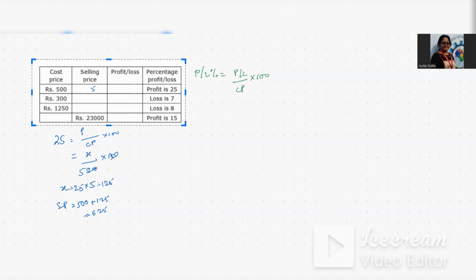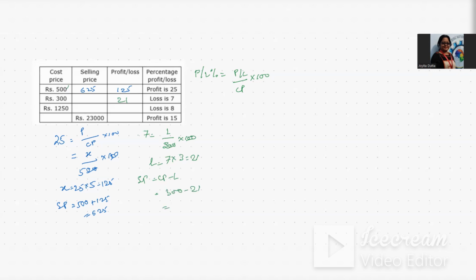So I have my cost price. Here it is loss of 7. So 7 is equal to the loss by the cost price 300 into 100. Okay. So what is my loss? So loss is equal to 7 into 3, that is equal to 21. Now the loss is 21. Hence, what is my selling price? Selling price will be cost price minus loss. So what is my cost price? 300 minus 21. So it is 279.